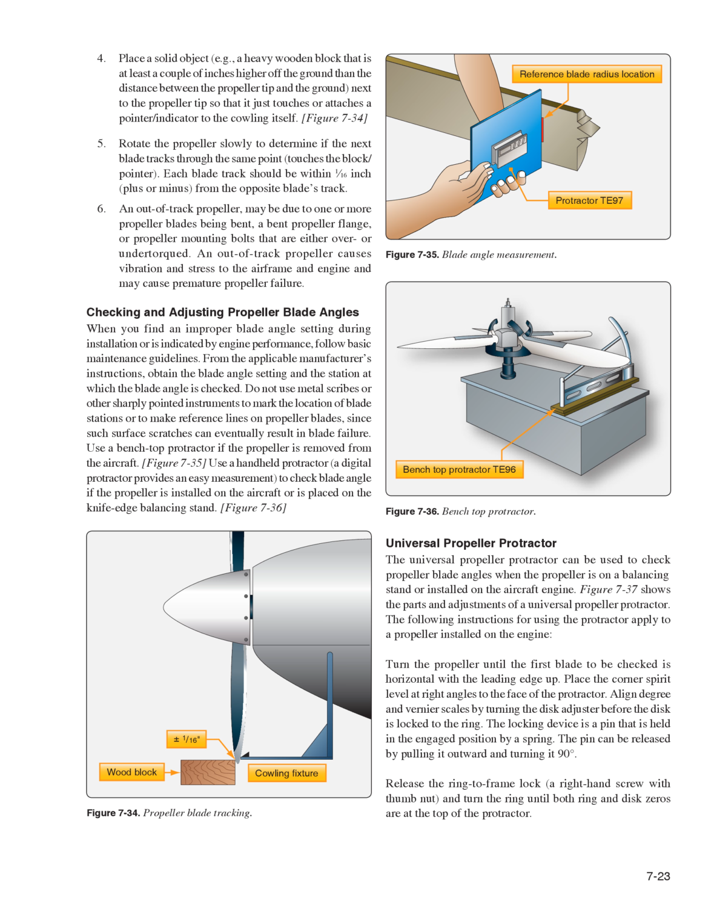Turn the propeller until the first blade to be checked is horizontal with the leading edge up. Place the corner spirit level at right angles to the face of the protractor. Align degree and vernier scales by turning the disc adjuster before the disc is locked to the ring. The locking device is a pin that is held in the engaged position by a spring. The pin can be released by pulling it outward and turning it 90 degrees. Release the ring to frame lock, a right-hand screw with thumb nut, and turn the ring until both ring and disc zeros are at the top of the protractor.